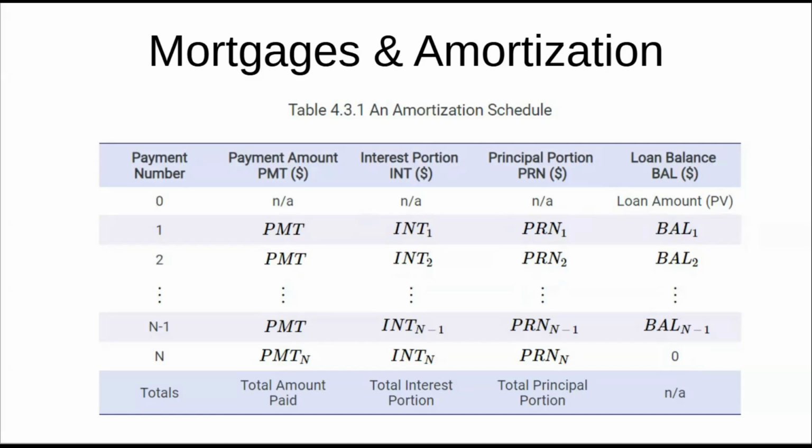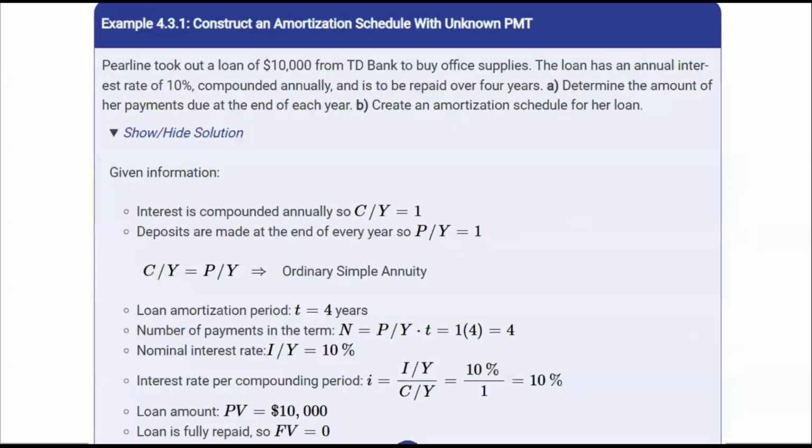So let's take an example of how you're going to work out all these things you see in that schedule. Don't get scared. Good. So here's an example. This person took out a loan from a bank, $10,000. The loan has an annual interest rate of 10%, compounded annually. You want to pay it off in 4 years. So you want to determine the amount of each yearly payment.